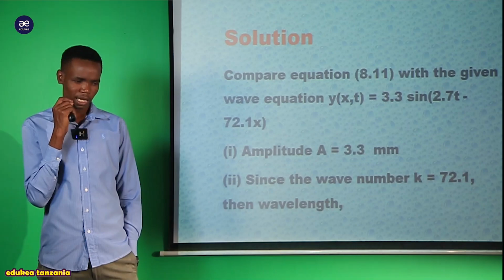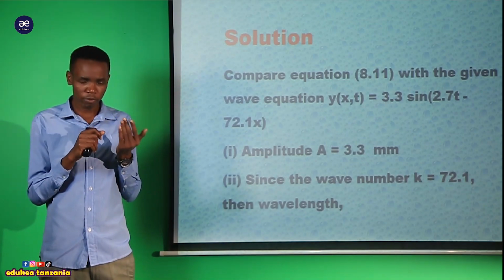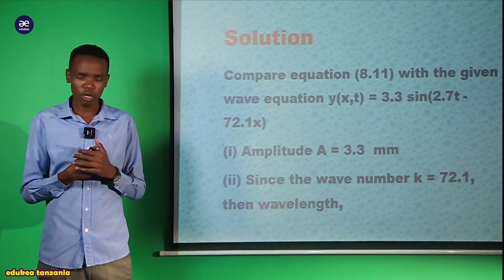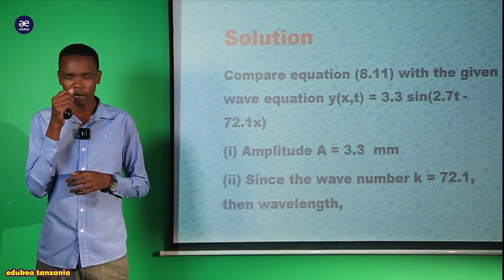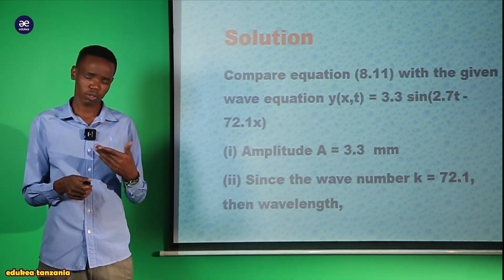Now let us take this k and equate it with the formula of k. K is equal to 2 pi divided by the wavelength. On our equation here, we should identify the wavelength by putting the value over 1 and then doing cross multiplication.